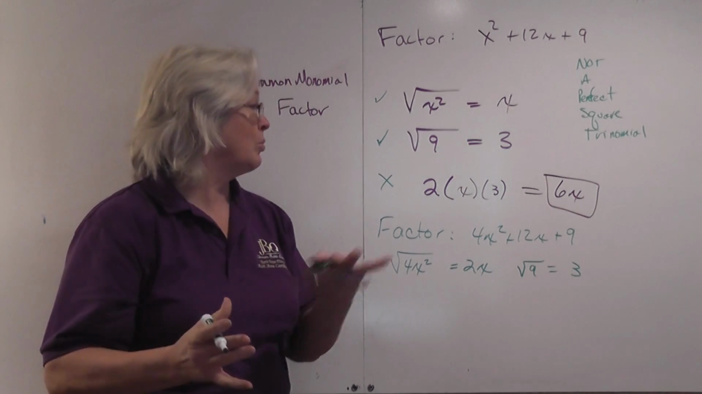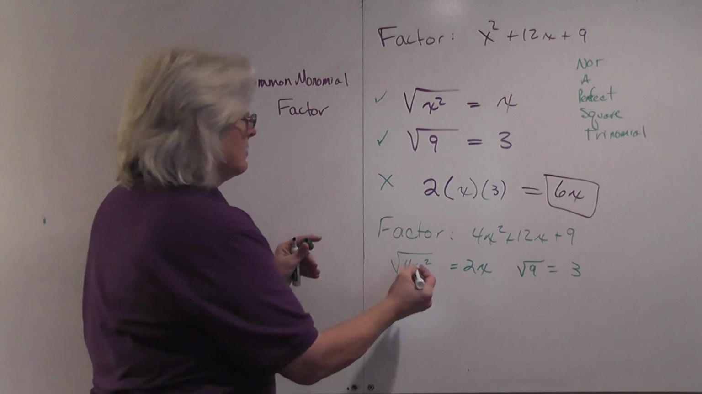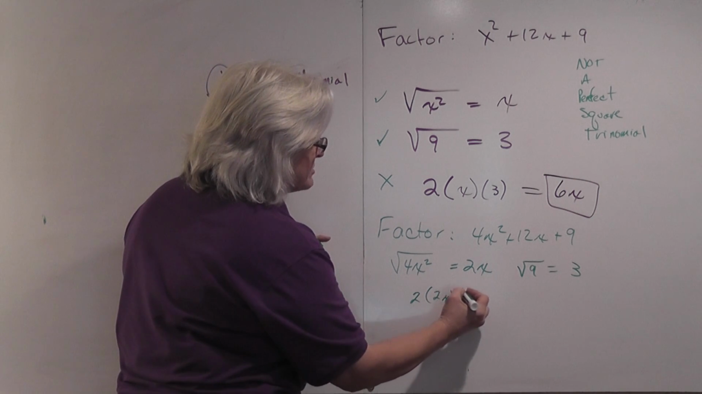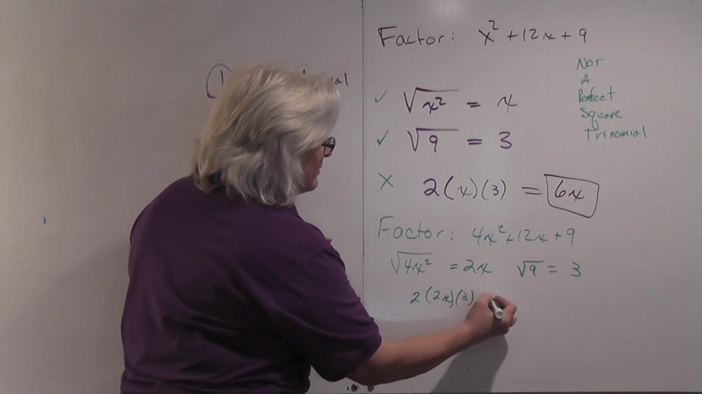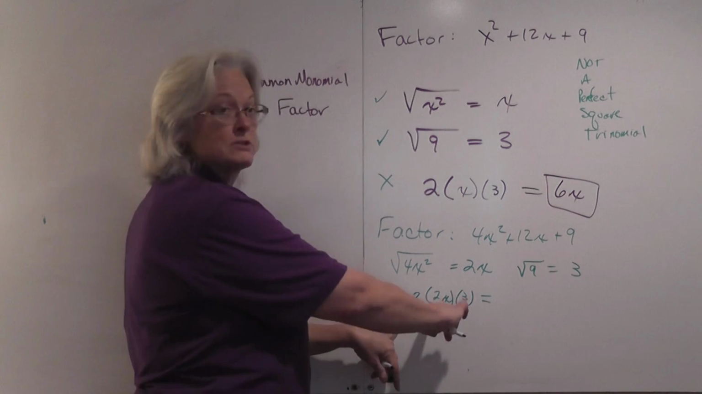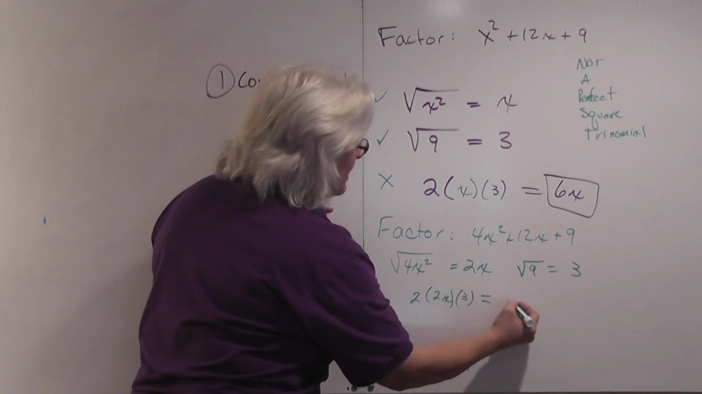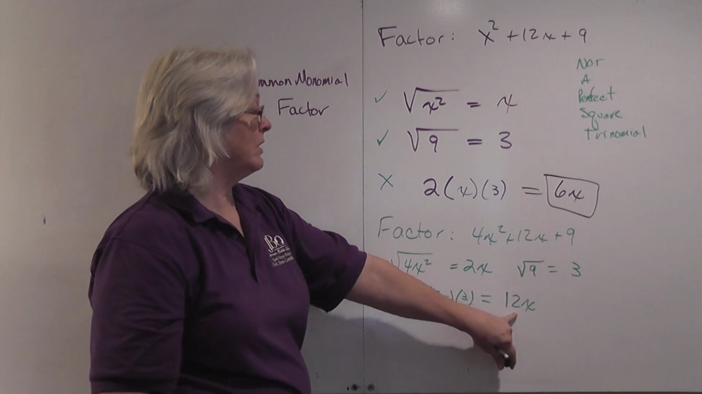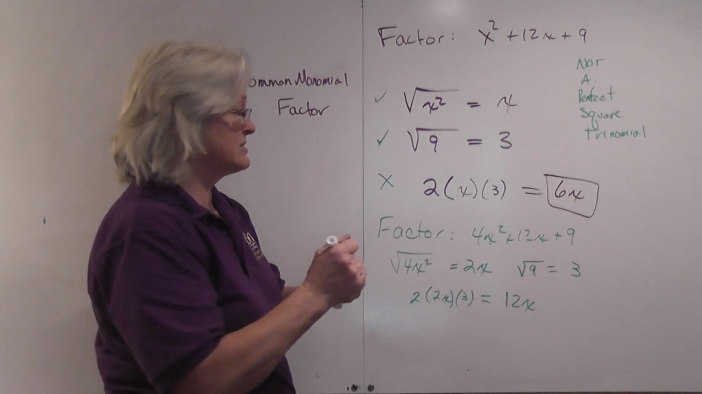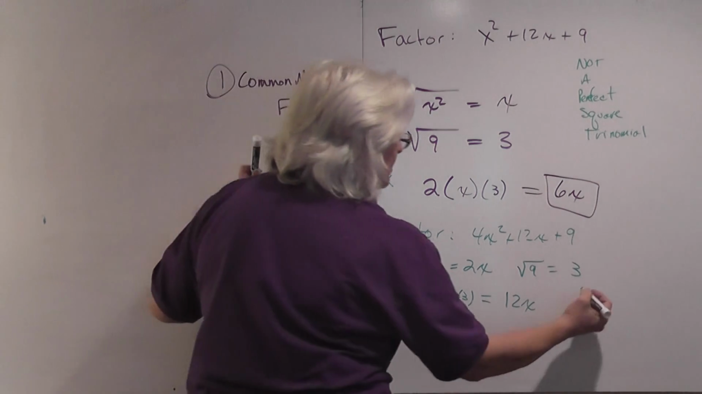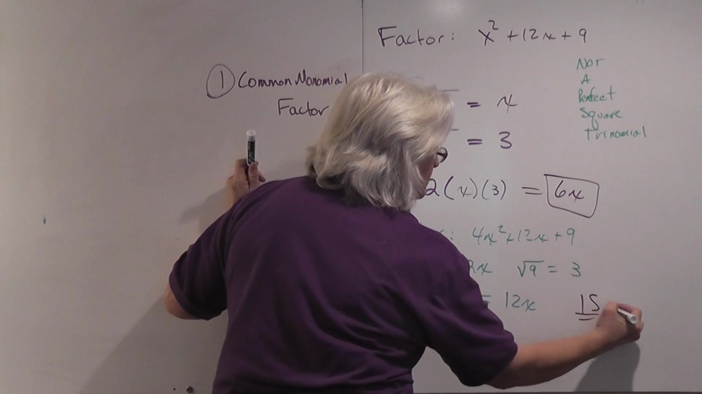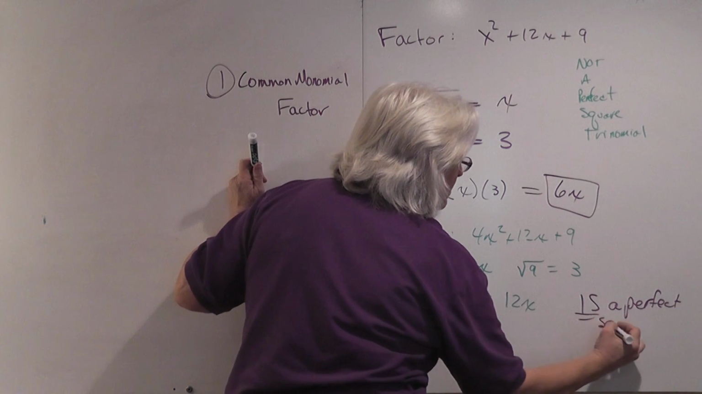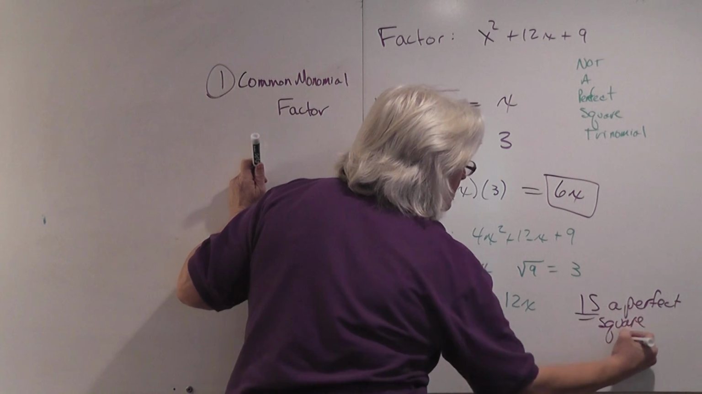Now, what happens when we take twice the product of the square roots of the first term and the third term? Look here, we get 2 times 2 is 4, times 3 is 12x. And we now have 12x and 12x, so this is a perfect square trinomial.